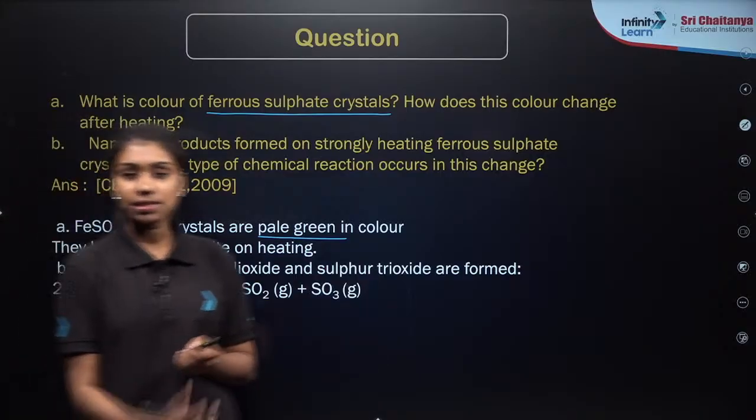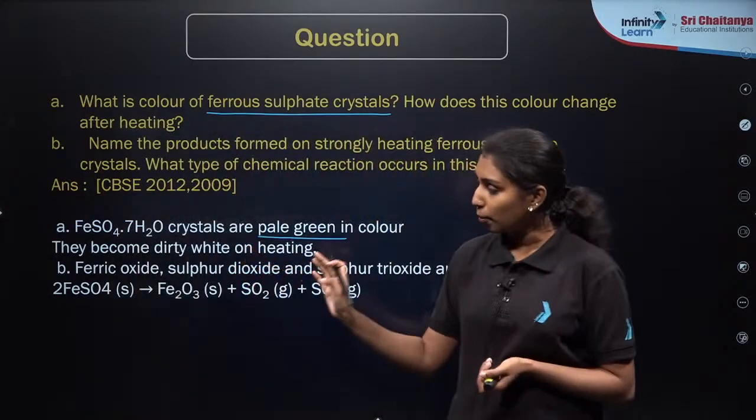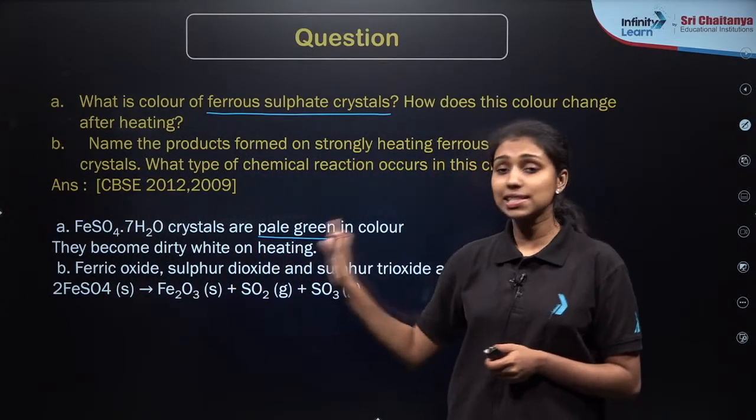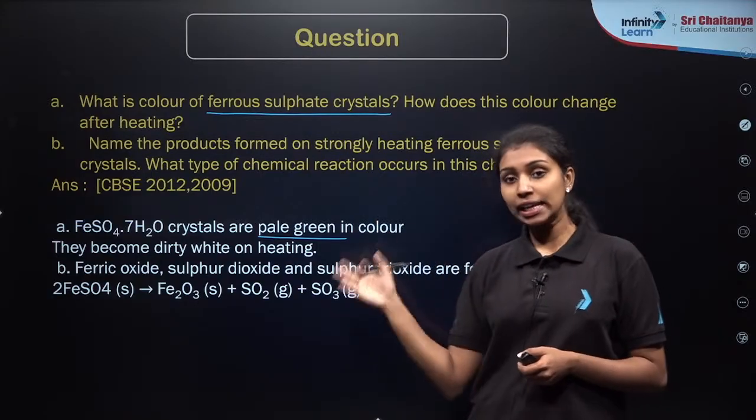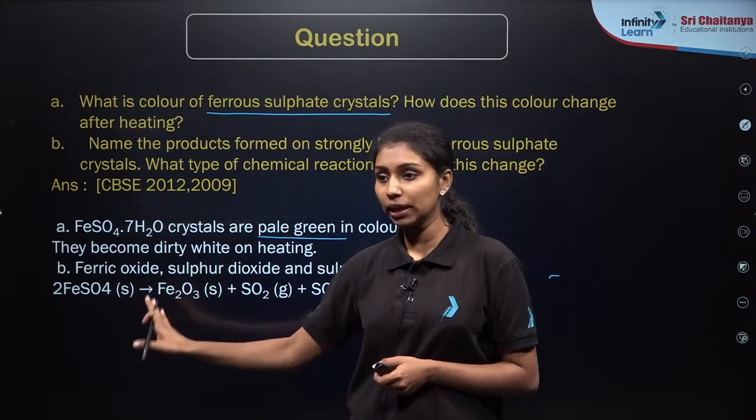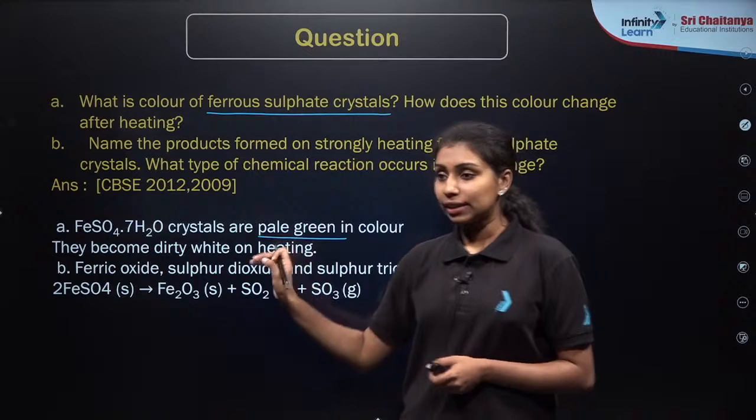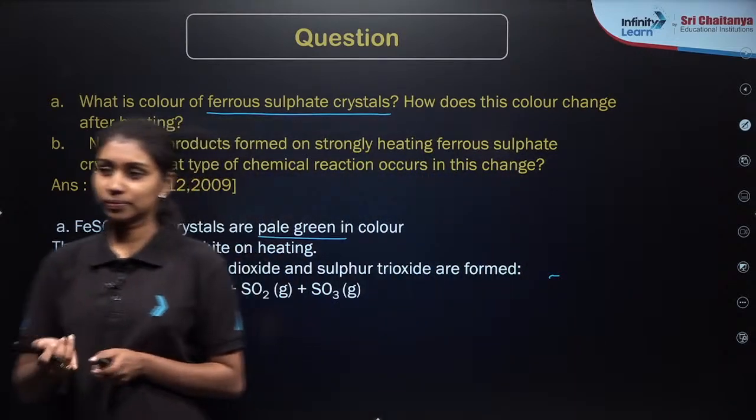Ferrous sulfate crystal has the chemical formula FeSO4.7H2O. These are pale green in color, right? Whenever we heat the ferrous sulfate crystal, it will form a dirty white colored substance, right?